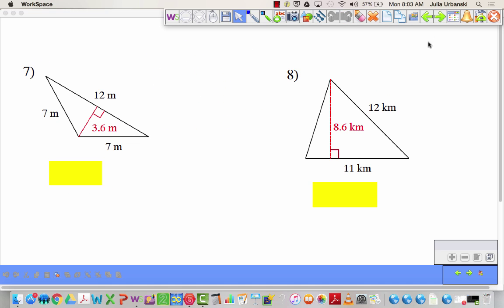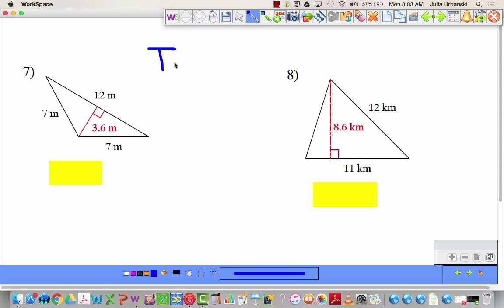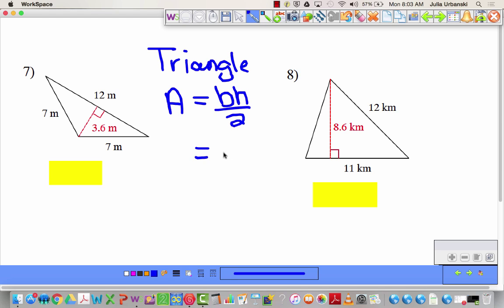All right, number 7, what shape is it? Triangle. Is the base on the bottom, number 7? No, the base is not always on the bottom. The base is the one that is perpendicular to the height. For the triangle, the area is base times height divided by 2. Don't look at the bottom always. Look for that right angle and which 2 numbers are connected by that right angle.